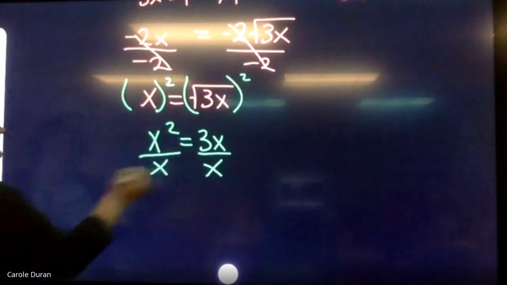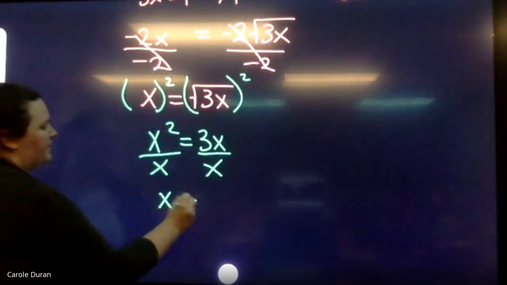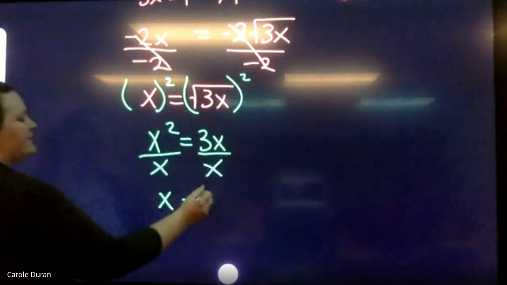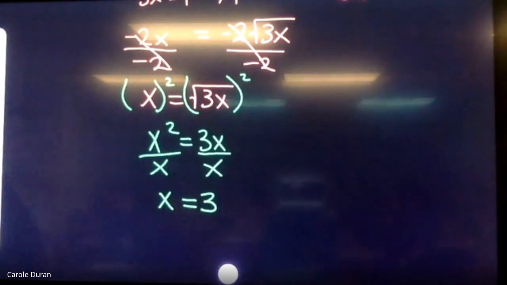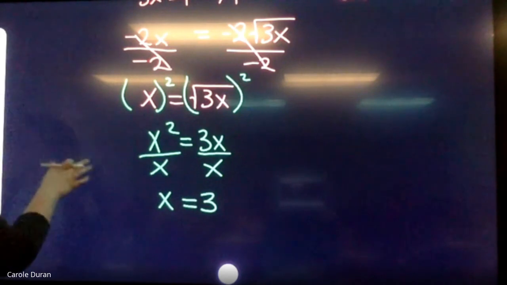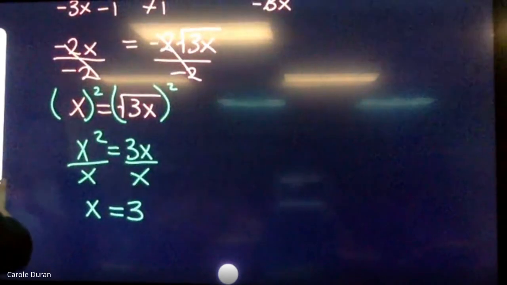So one of these x's cancels with that one, leaving just an x on the left-hand side. These two x's cancel, leaving me with x equals 3. Are we all okay with how I did that? So now what do I do with that x equals 3? Plug it back into the original problem and see if it works out. Spoiler alert, it will, but we should still check.